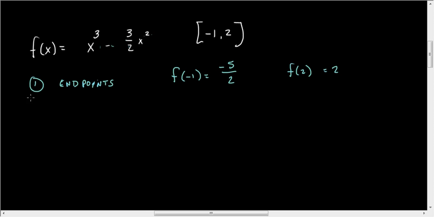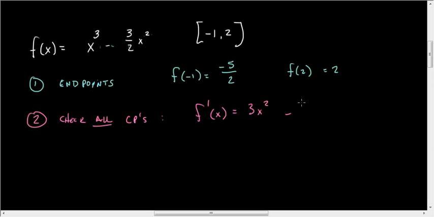All right, step 2, we've got to check the derivative. So check all critical points. Critical points occur where the derivative is 0 or where the derivative doesn't exist. This is a polynomial and therefore it's differentiable everywhere. And so we say the derivative is equal to 3x squared minus 3x. We're just using the power rule on that.